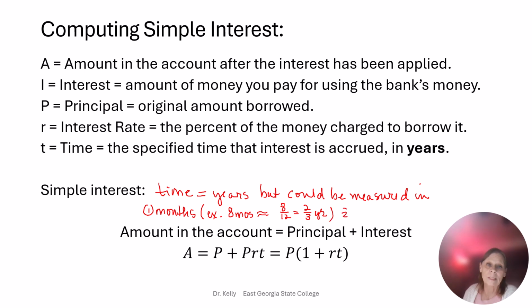Or sometimes it's daily. So maybe it might be something like 100 days. Maybe you borrowed money for 100 days from a loan shark that's charging you simple interest.